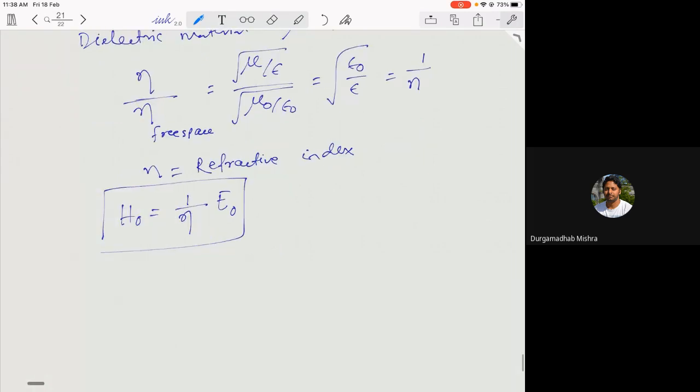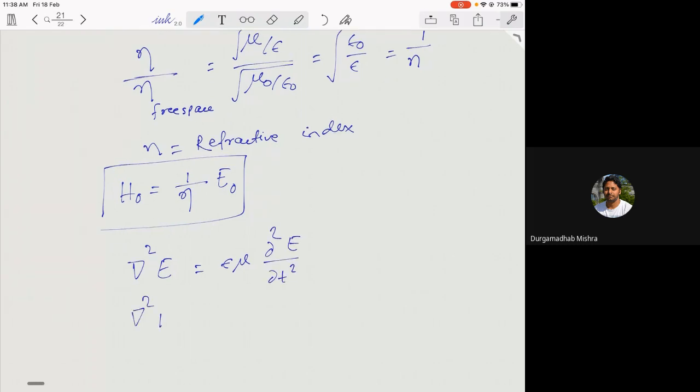The wave equation that we wrote in the beginning: ∇²E = εμ ∂²E/∂t², and also ∇²H = εμ ∂²H/∂t². So that means the electric field and the magnetic field H both propagate very much like a wave. And when we say it is a wave, what is oscillating is the electric field and the magnetic field. There are many other properties of electromagnetic waves, but we'll not go into that.